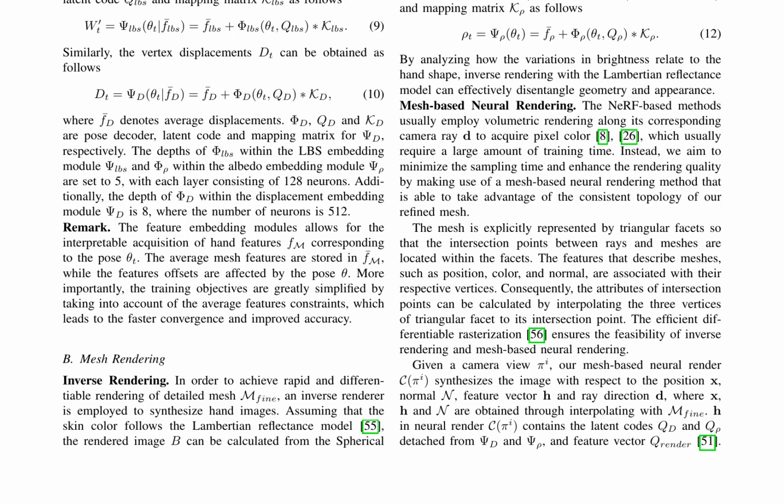The mesh rendering process involves inverse rendering, which synthesizes hand images using the spherical harmonics coefficients g, vertex normal n, and vertex albedo ρ. The pose-dependent albedo ρ_t is obtained from the feature embedding module Ψ_ρ with average vertex albedo f̄_ρ, pose decoder Φ_ρ, latent code q_ρ, and mapping matrix K_ρ. The mesh-based neural rendering method is employed to minimize sampling time and enhance rendering quality.